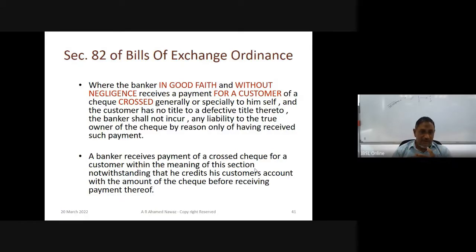In good faith, without negligence. Third condition, you collect a check for a customer. Who is this customer? In the morning we discussed who is a customer. A customer is a person who is having a current account. So you have to collect a check for a customer, a current account holder. If you collect a check for a savings account holder, you are not getting the protection of the Bills of Exchange Ordinance. If it is a fraudulent check, you are not getting the protection.